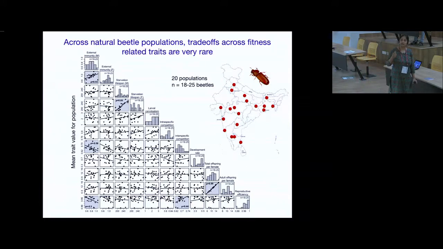Now, the only negative correlations we find involve external immunity. So there's a negative correlation with interspecific competition. So populations that are better at producing more antibiotic compounds in the flower are less able to compete with the other species with which they're found. And similarly, reproductive efficiency is negatively correlated, but poorly so, with external immunity. So overall, surprisingly, we don't find any signs of trade-offs across these diverging populations.